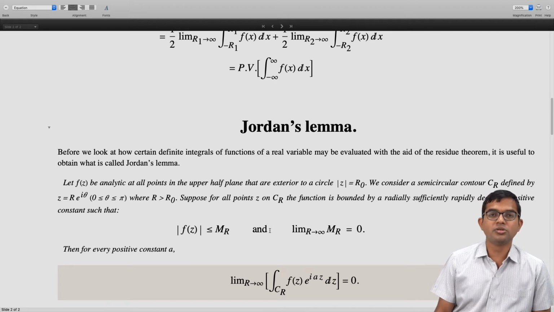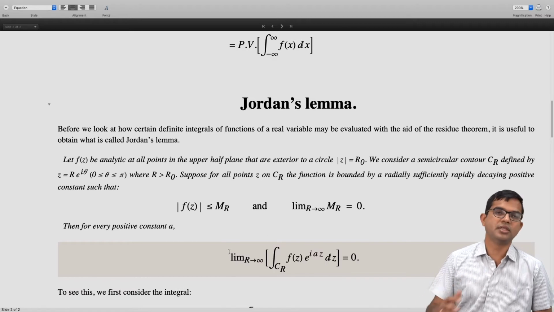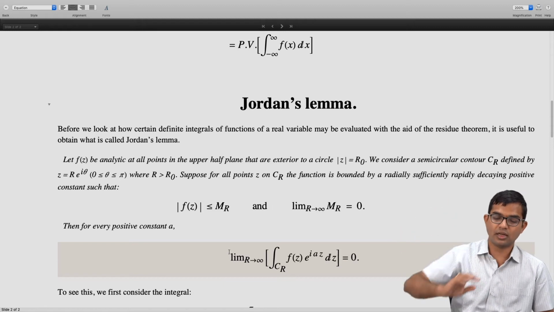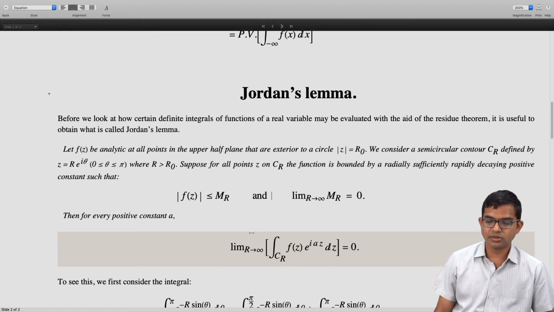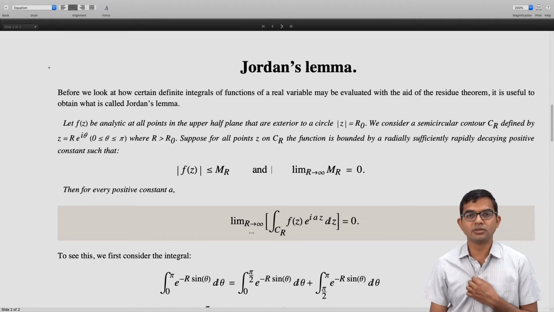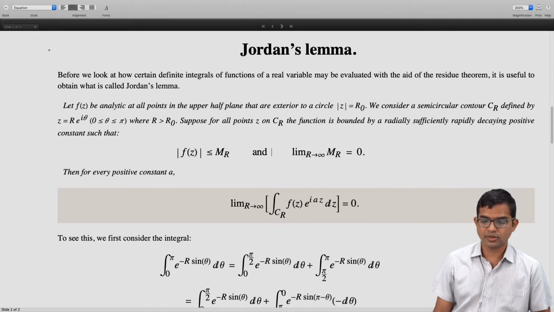And if that holds, then what Jordan's lemma says is that you can basically ignore the contribution coming from this semicircular large arc, right? So let's see how this Jordan's lemma comes about. It ultimately connects to something called the Jordan's inequality, right? So that's just a simple integral.